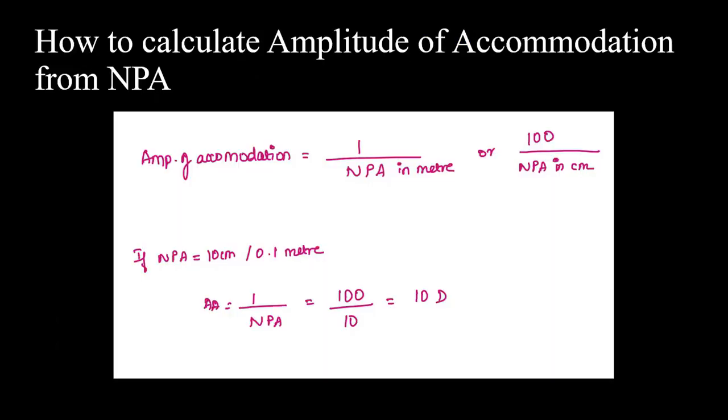Or if we know the NPA, we can also use the formula: amplitude of accommodation is 1 by the near point of accommodation in meters, or 100 by NPA in centimeters. So if the near point of accommodation for the patient was 10 centimeters, 100 by 10 will be 10 diopters. So the amplitude of accommodation will be 10 diopters for the patient.